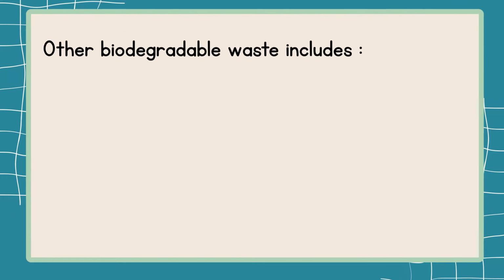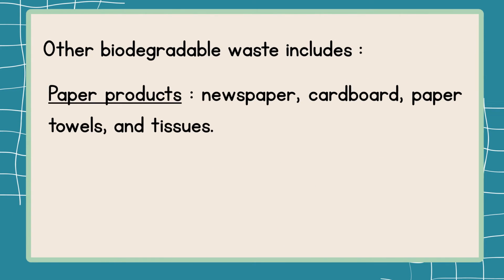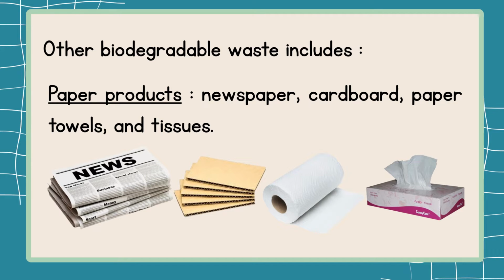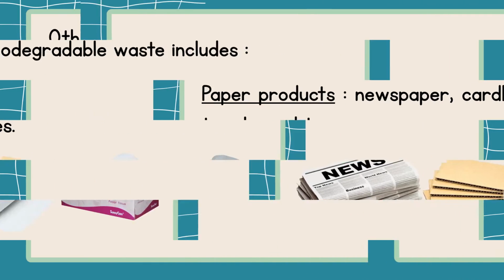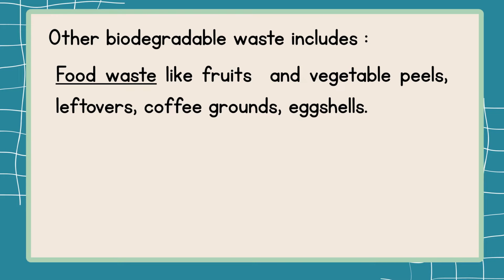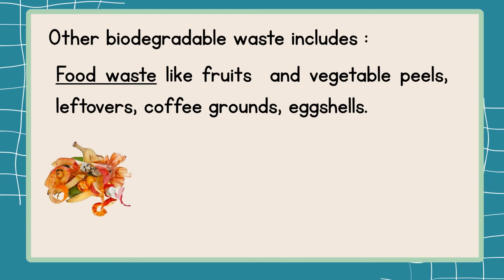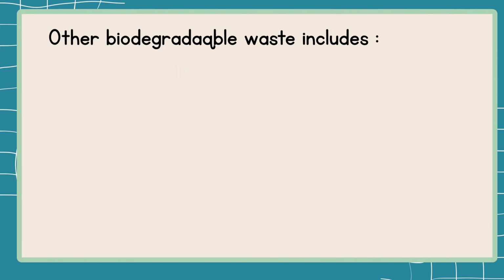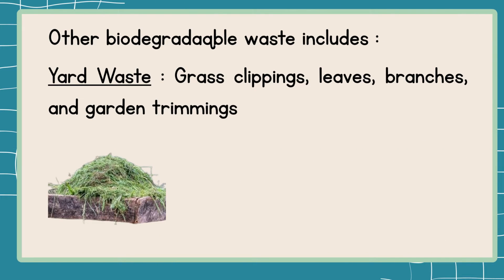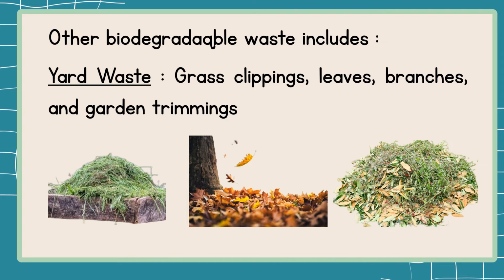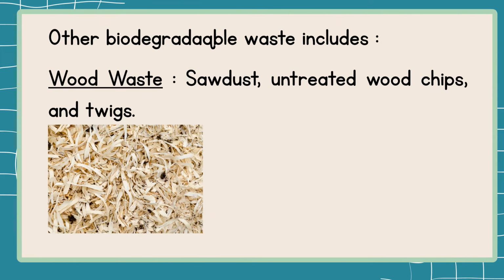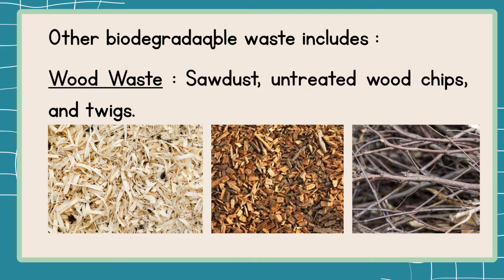Other biodegradable waste includes paper products like newspaper, cardboard, paper towels, and tissues. Food waste like fruit and vegetable peels, leftovers, coffee grounds, and eggshells. Yard waste like grass clippings, leaves, branches, and garden trimmings. Wood waste like sawdust, untreated wood chips, and twigs.